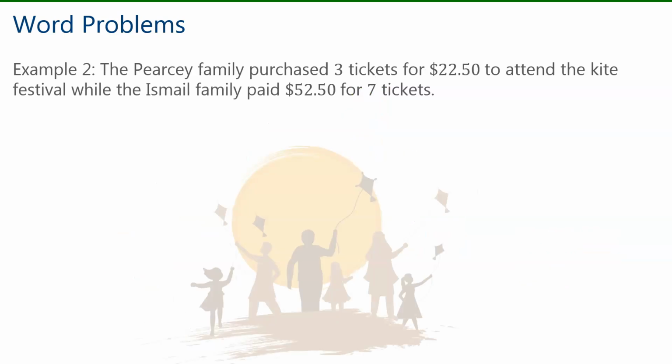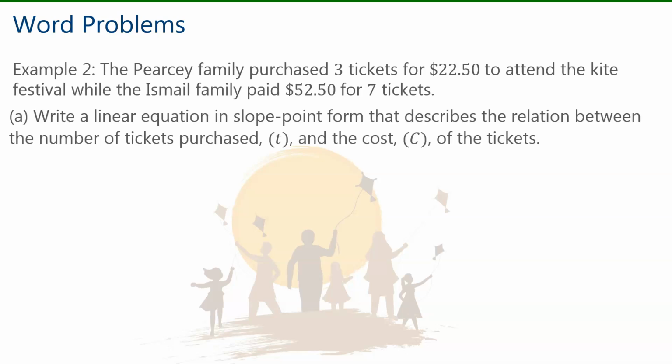Now example 2, it says the Piercy family purchased 3 tickets for $22.50 to attend the Kite Festival, while the Ishmael family paid $52.50 for 7 tickets. So now we're asked to write a linear equation in slope point form that describes the relation between the number of tickets purchased, t, and the cost, c, of the tickets. So again, creating some points from this information, I would have 3, 2250 and 7, 5250.